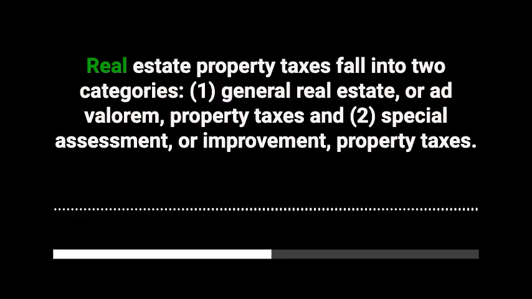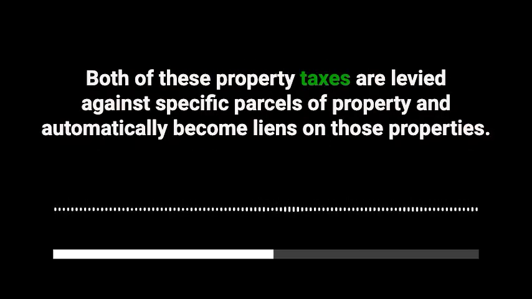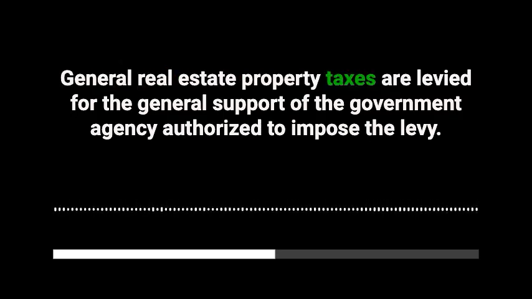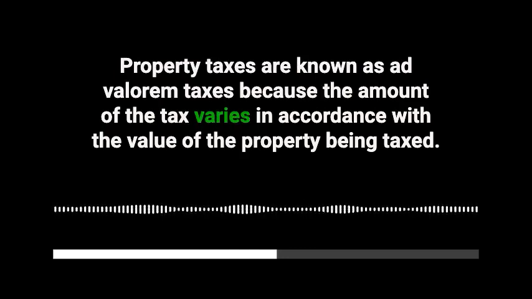Real estate property taxes fall into two categories: general real estate, or ad valorem, property taxes, and special assessment, or improvement, property taxes. Both of these property taxes are levied against specific parcels of property and automatically become liens on those properties. General tax. General real estate property taxes are levied for the general support of the government agency authorized to impose the levy. Property taxes are known as ad valorem taxes because the amount of the tax varies in accordance with the value of the property being taxed.